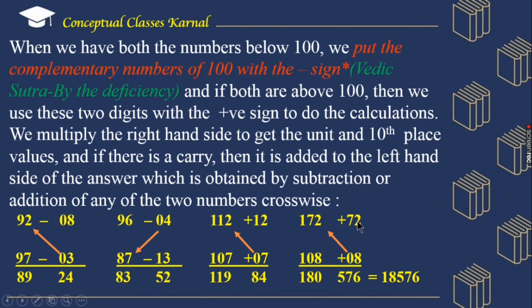Another number which is away from 100, that is 172, and one number close to 100, that is 108. Both are positive, so 72 multiplied by 8 will give you 576. So this 576, we have a 5 carry here, and that will be added to 172 plus 8 is 180, plus 5, 185, giving 18576. Because we can have only two digits here, the third digit will go as a carry.